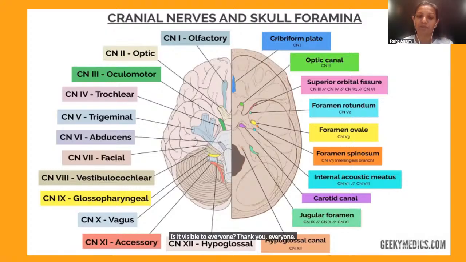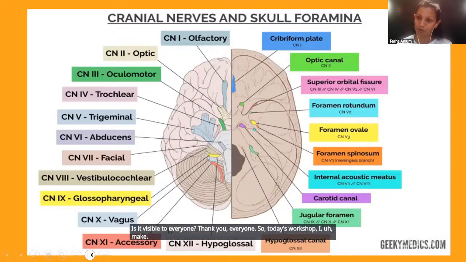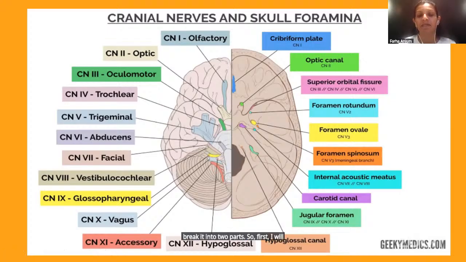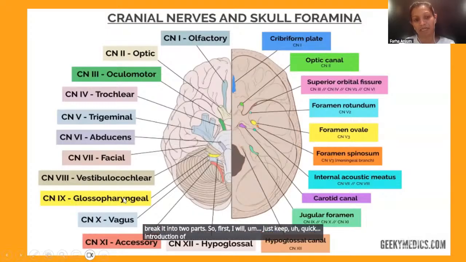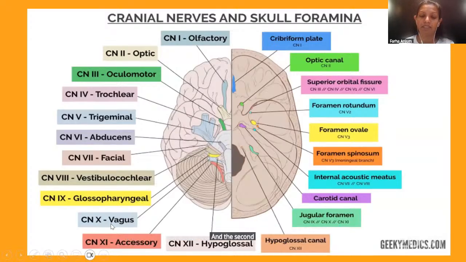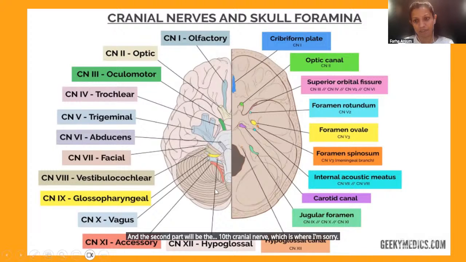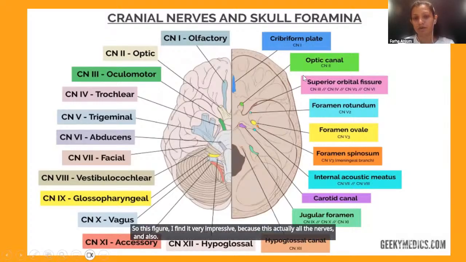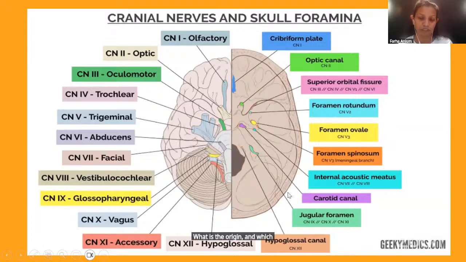So today's workshop, I break it into two parts. First I will give a quick introduction to my lecture. It will cover the glossopharyngeal nerve, the 9th cranial nerve, and the second part will be the 10th cranial nerve, which is the vagus nerve. This figure I find very interesting because it explains all the nerves, their origin, and which foramen each crosses, which is very important for anatomical orientation.